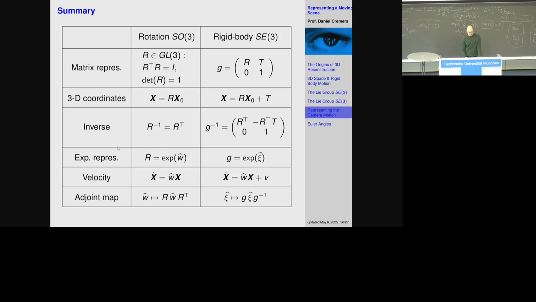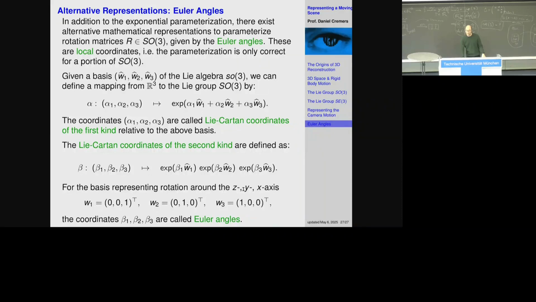We saw exponential representations that we would use in practice to have an unconstrained optimization problem. In the case of rotations, we get these twist matrices, and we exponentiate. In the case of rigid body motions, we expand the twist matrices by this linear velocity vector, and once we exponentiate, we get the 4x4 rigid body motion. And we discussed velocity transformations, and we discussed the adjoint map.